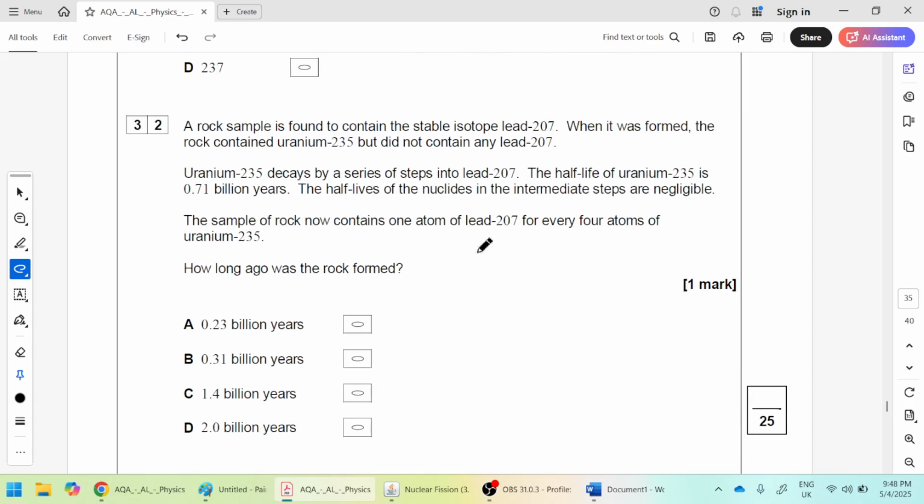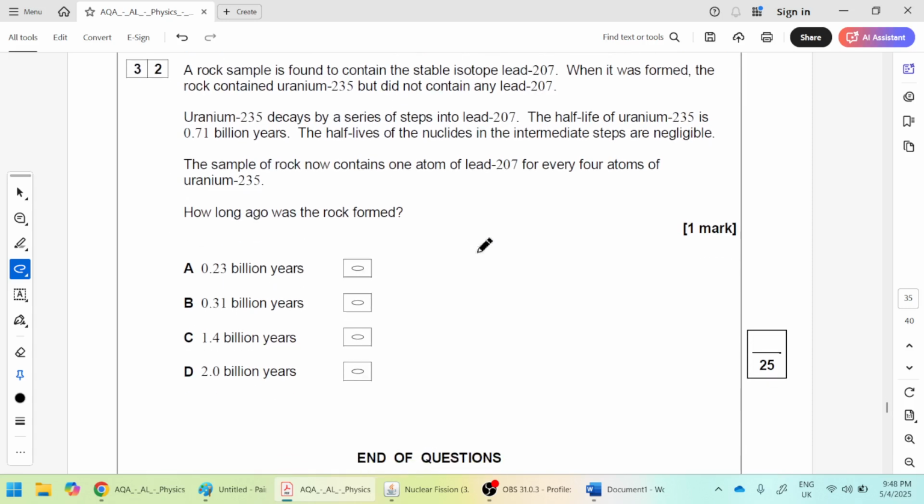A rock sample is found to contain the stable isotope lead-207 when it was formed. The rock contained uranium-235, and did not contain lead-207. Okay, uranium-235 decays by a series of steps into lead-207. The half-life of uranium-235 is 0.7 billion years. Half-lives of intermediate nuclides are negligible. The sample of rock now contains 1 atom of lead for every 4 atoms of uranium-235. How long ago was the rock formed?